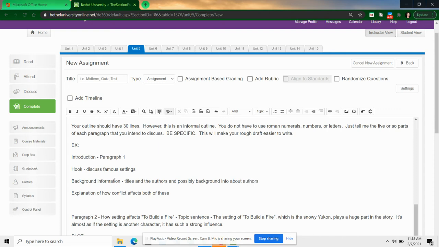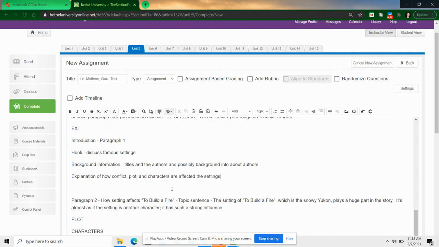And then, of course, an explanation of how conflict, plot, and characters are affected by the settings. Okay? And that's going to be a real challenge, that thesis statement. And we'll probably work on thesis statements for your discussion next week. So this is just an example of what you could put in your outline.